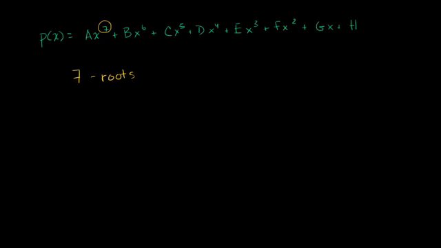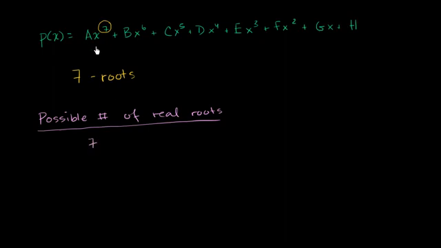So possible number of real roots. Well, 7 is a possibility. If you graph this out, it could potentially intersect the x-axis 7 times. Now, would it be possible to have 6 real roots? Is 6 real roots a possibility? Well, let's think about what that would imply about the non-real complex roots.